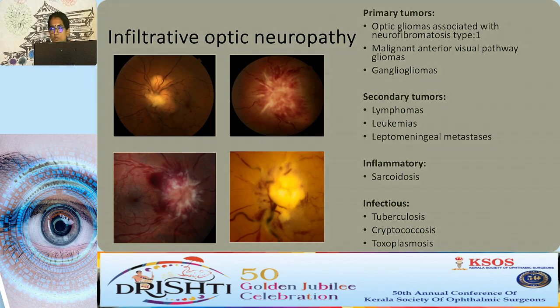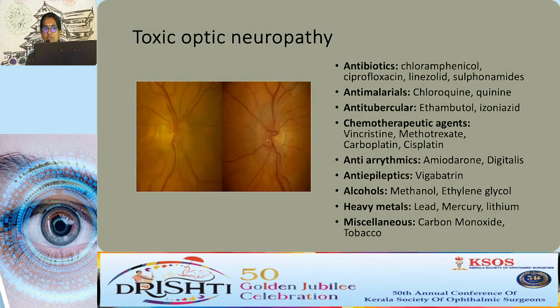These cases do come to our OPD, and sometimes it may be the first ever presenting symptom of a leukemia or a lymphoma. I had a case recently. So primary tumors of the optic nerve, like optic nerve glioma associated with NF1 and gangliogliomas, and secondary tumors like lymphoma, leukemia, leptomeningeal metastasis, inflammations like sarcoidosis, infections, tuberculosis, toxoplasma, crypto, all can present with infiltrative optic neuropathy. One last word about toxic optic neuropathy.